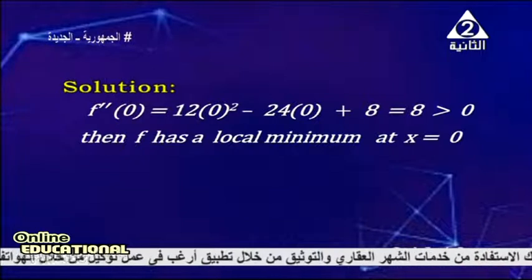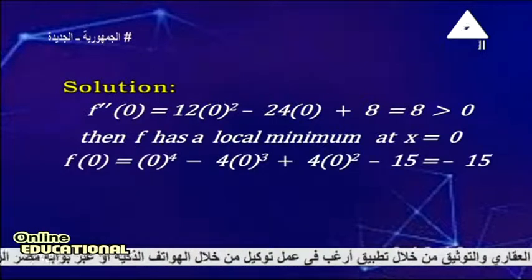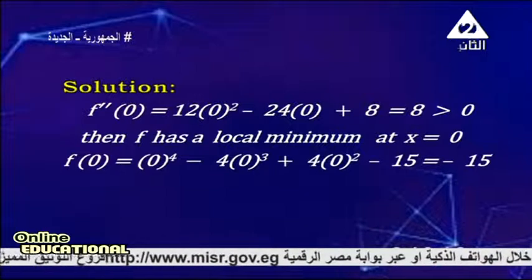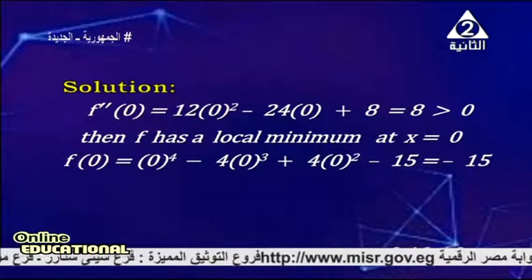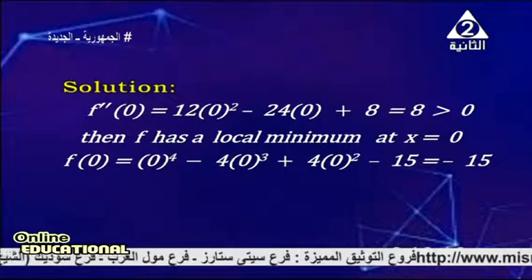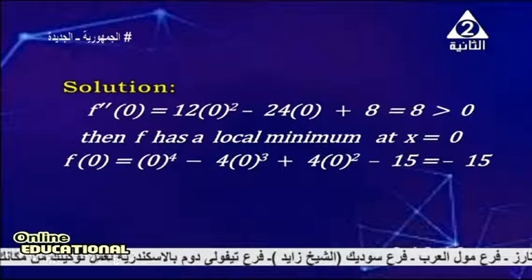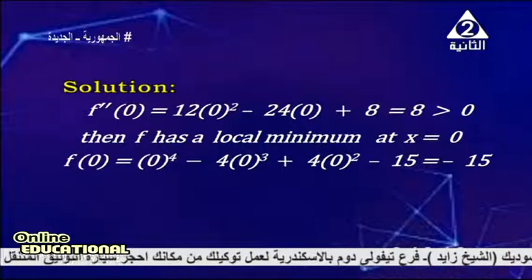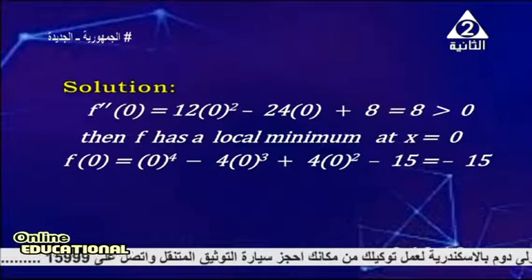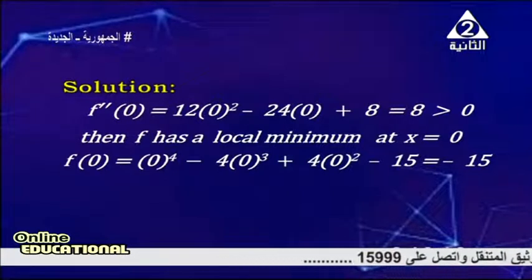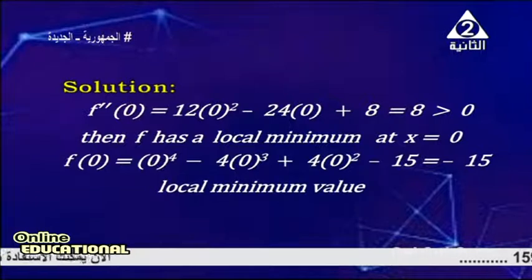What is this value? We can substitute x equals 0 in the original function. F of 0 equals 0 to the power 4 minus 4 times 0 power 3 plus 4 times 0 power 2 minus 15, which equals negative 15. Negative 15 is the local minimum value.